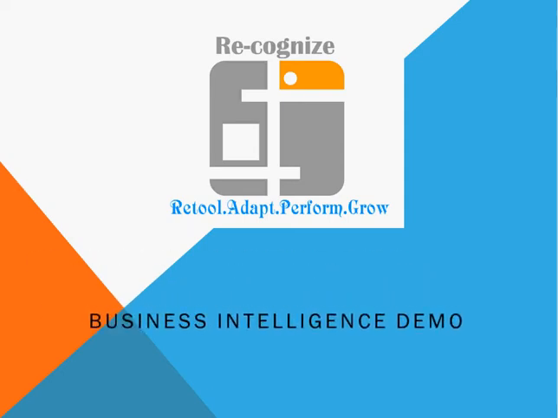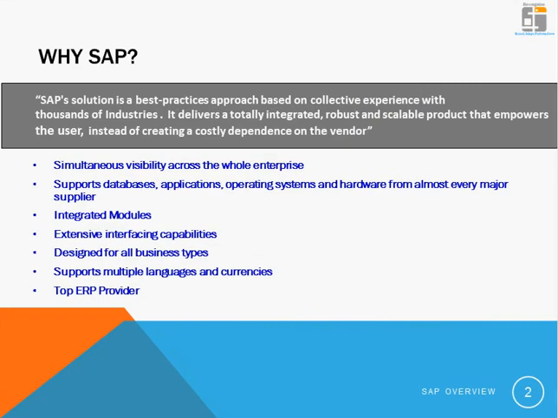The first thing we will do is answer why choose a system such as SAP for Business Intelligence and Data Warehouse. A few points we can think of right off the bat are, first, it provides simultaneous visibility across the whole enterprise. B, it supports databases, applications, operating systems and hardware from almost every major supplier. C, it has integrated modules. D, it has extensive interfacing capabilities. E, it was designed for all business types. F, it supports multiple languages and currencies, and most importantly, it is a top ERP provider.